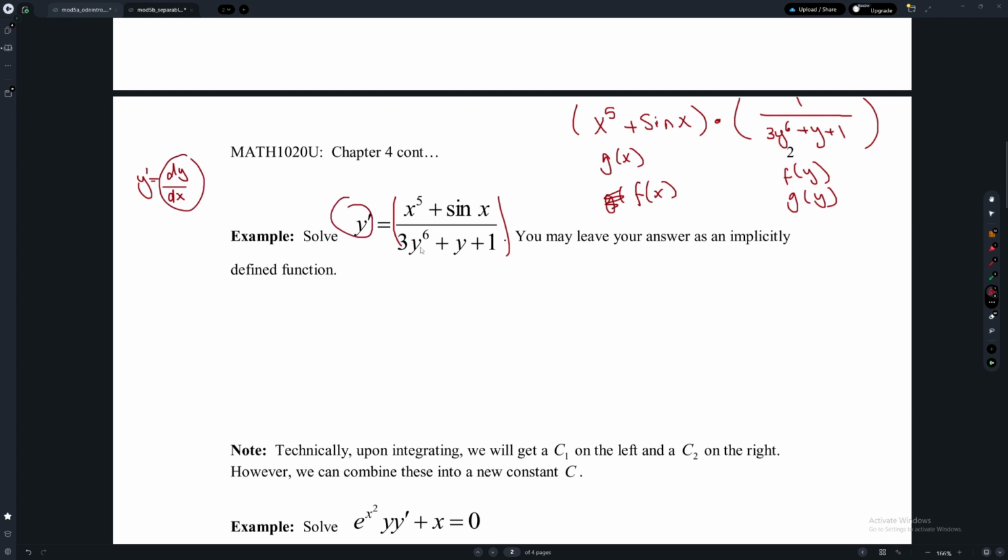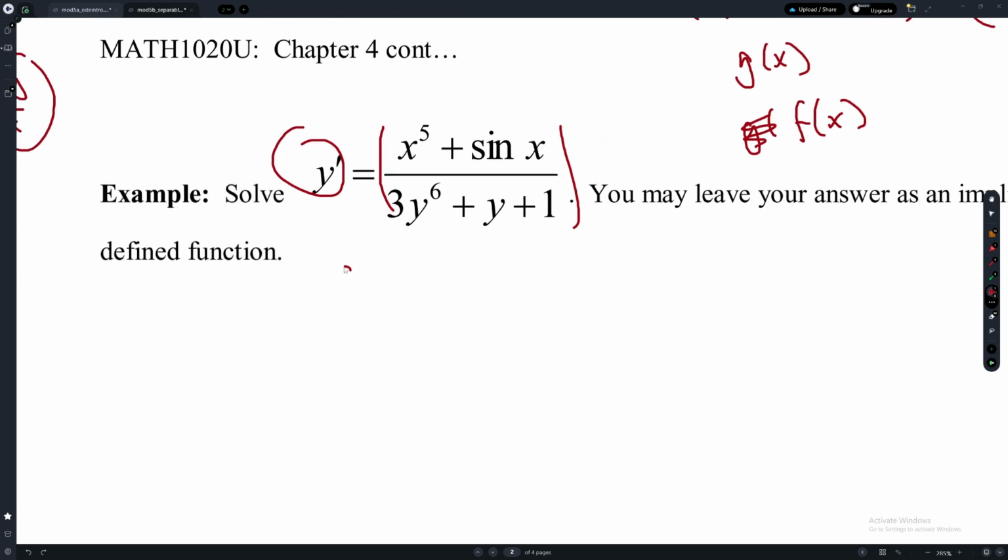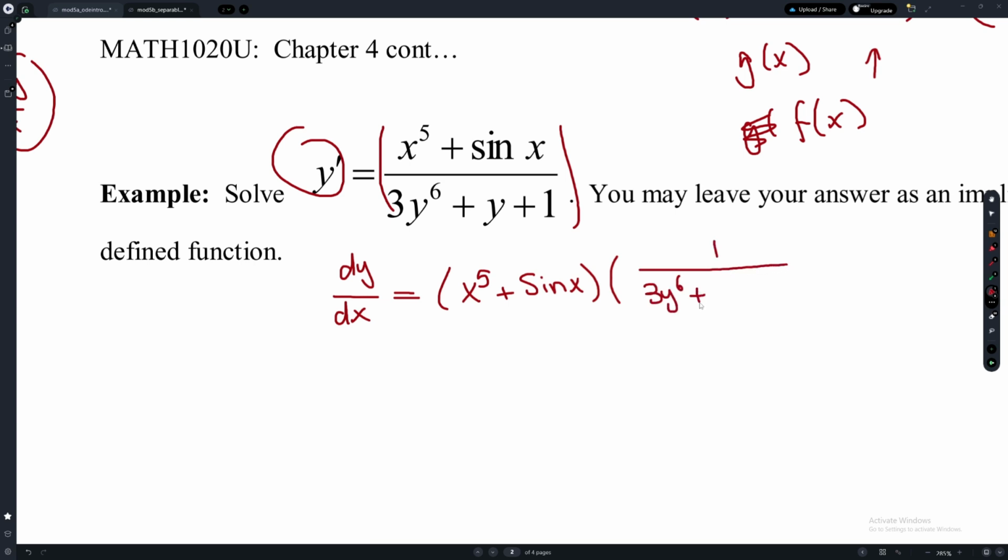So now if we place both of them in, we'll get dy. I'm going to zoom in because this is a long equation, if I can get enough space. So I have dy over dx, so I just replaced it from up there, equals this one, what we had up here, which was x to the 5 plus sine x. Okay, so that's our first equation, times 3y^6 plus y plus 1.